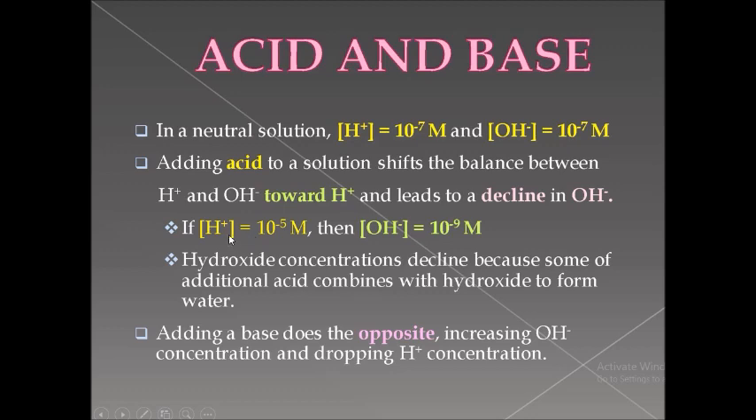If the hydrogen ion concentration increases to 10 to the power of negative 5 molar, then hydroxide ion will become 10 to the power of negative 9. This will increase by 10 to the power of negative 4. Meanwhile, this will be decreased by 10 to the power of negative 4. So the hydroxide ion will decline because of the added acid. Adding a base will cause the opposite, because a base will increase the hydroxide ion concentration, and it will cause a reduction of hydrogen ion concentration.